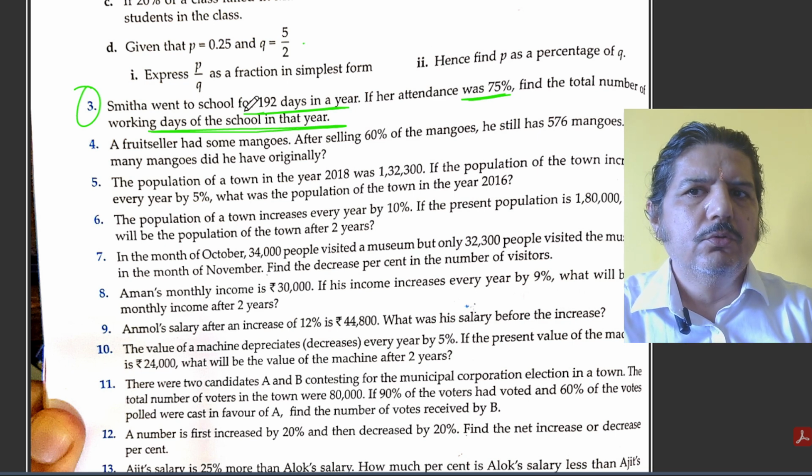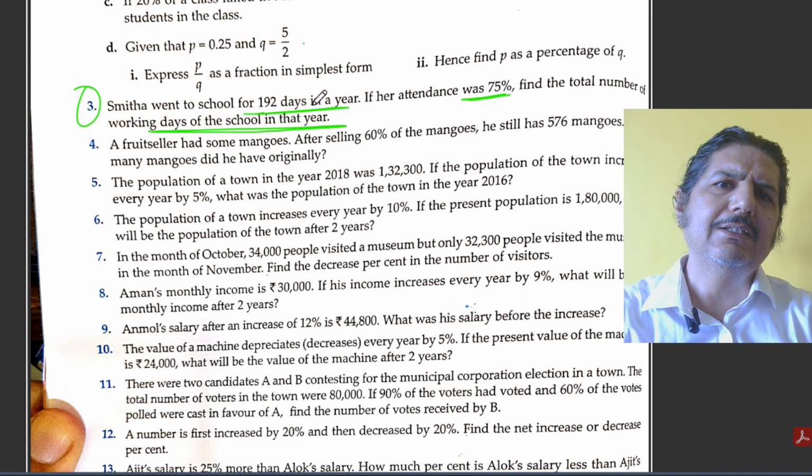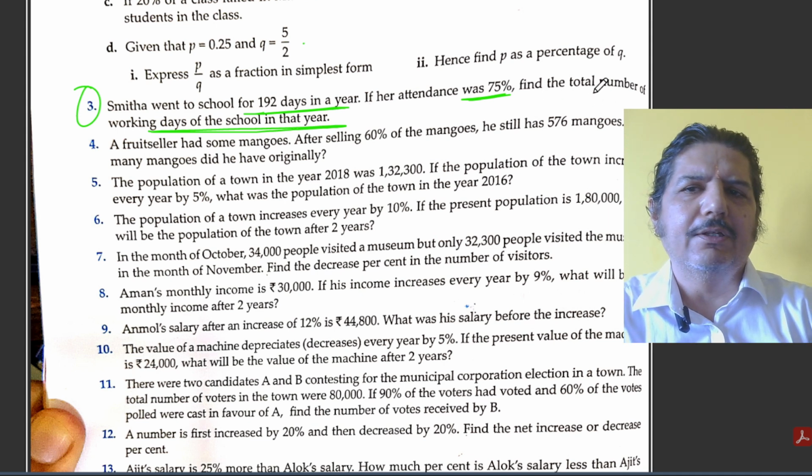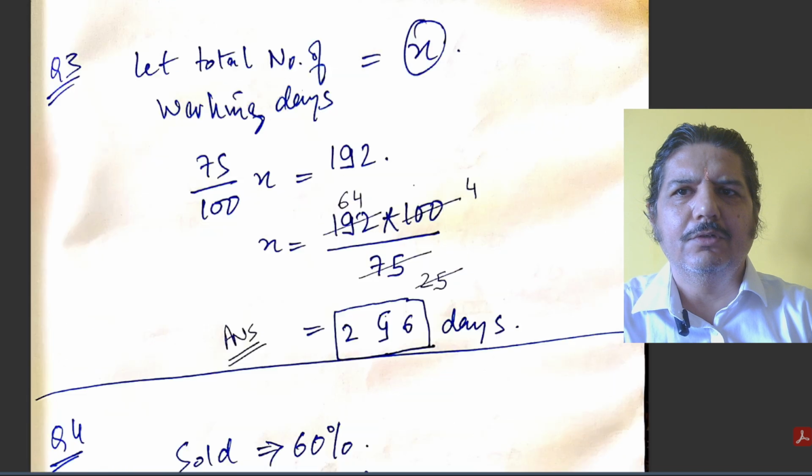So Smita went to school for 192 days in a year. Her attendance was 75%. Find the total number of working days of the school in that year. Usually in these kinds of questions, whatever is being asked, we assume that to be X. So find the total number of working days of the school in that year. So we will assume that the total number of working days was X.